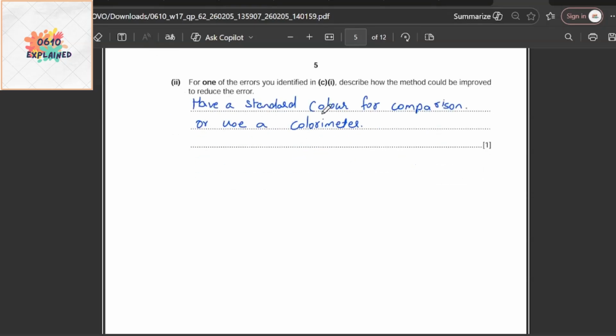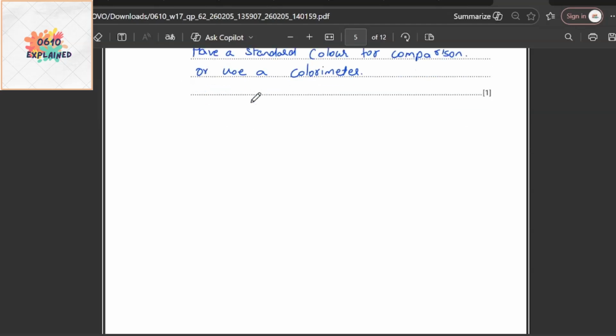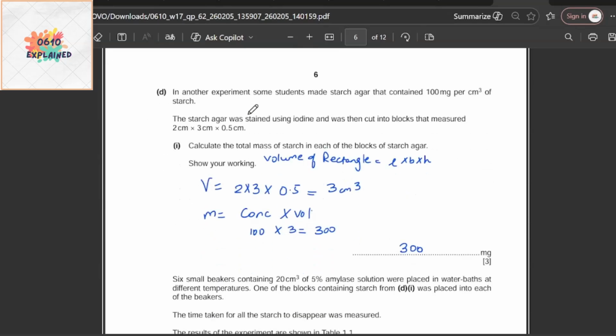So I have given you this question which asks that, for one of the errors you've identified, describe how this method could be improved to reduce the error. I have given you a list of all the errors that we could speak about.